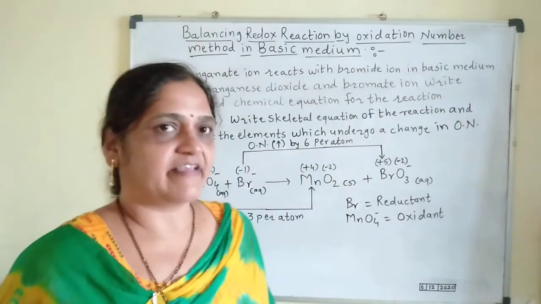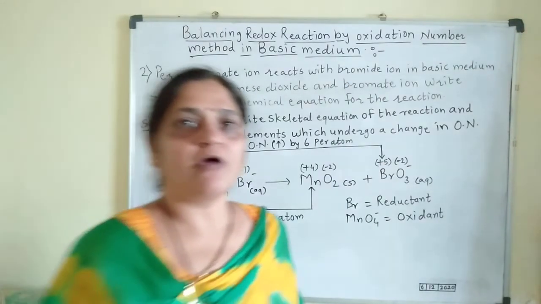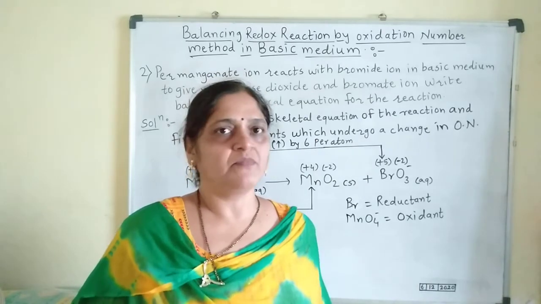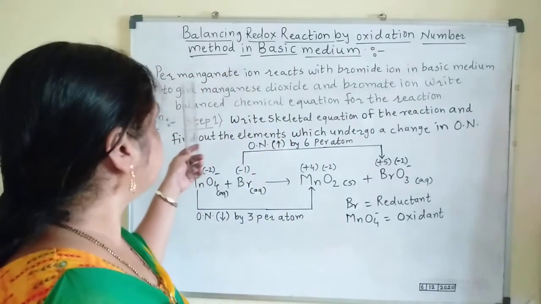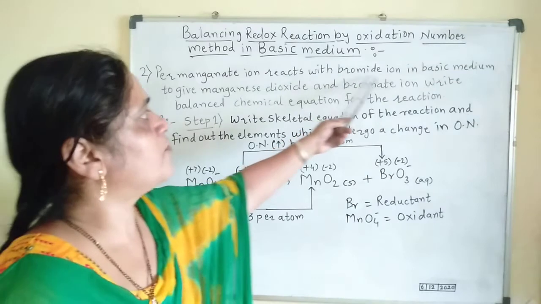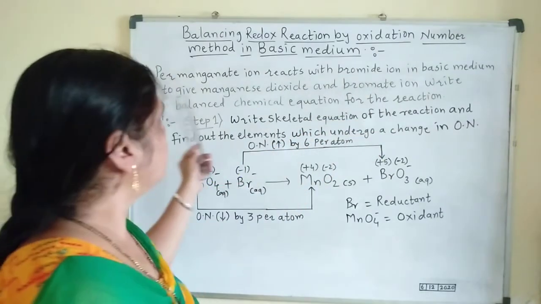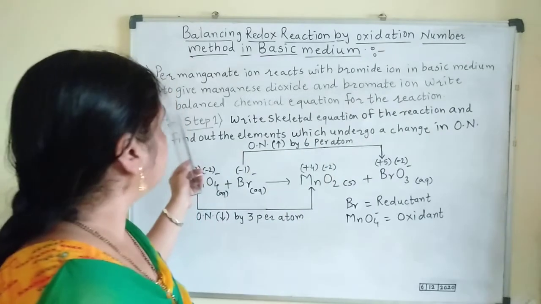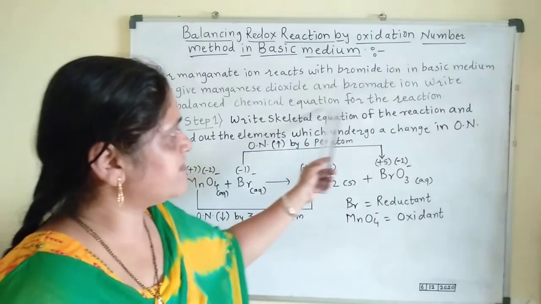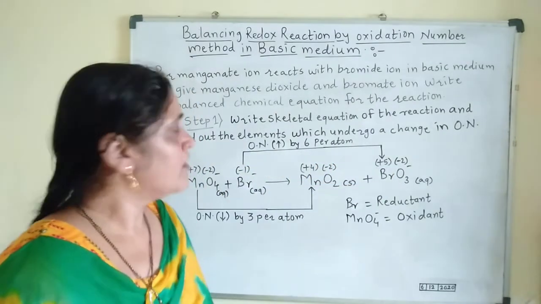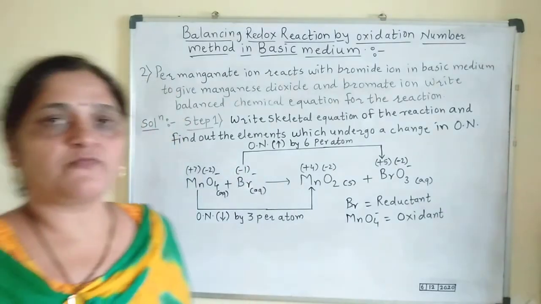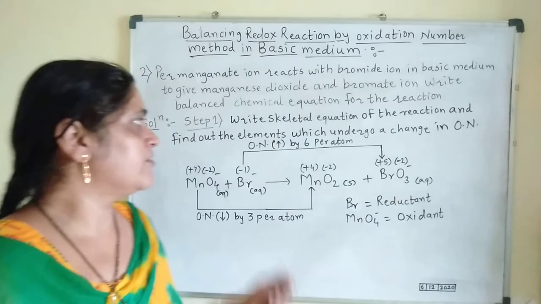Students, now the second reaction. Now here you have not got the skeletal equation. You have got the description of the reaction. The description says that permanganate ion reacts with bromide ion in basic medium to give manganese dioxide and bromate ion. Write the balanced chemical equation for the reaction. Here a ready-made reaction is not there. We must be aware of all the formulas and then we are going to write the equation.